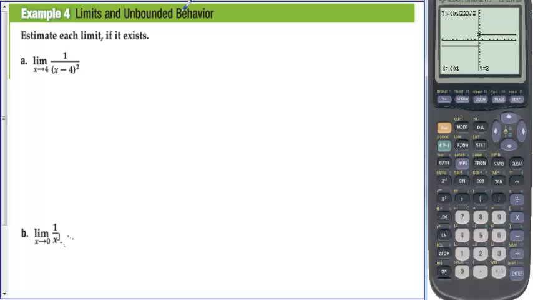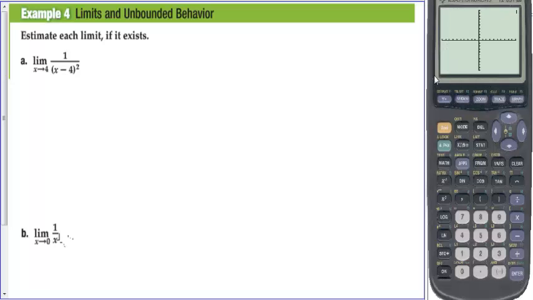Limits and unbounded behavior. Estimate each limit if it exists. The limit as x approaches 4 of 1 over x minus 4 squared. Let's plug that in. Let's take a look at what the graph looks like. 1 divided by x minus 4 squared.